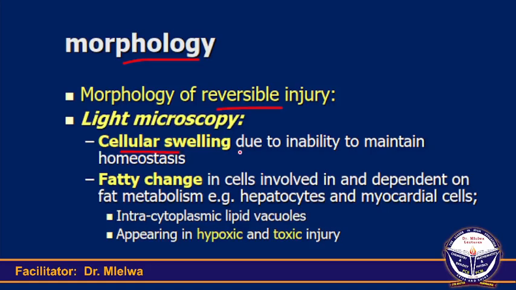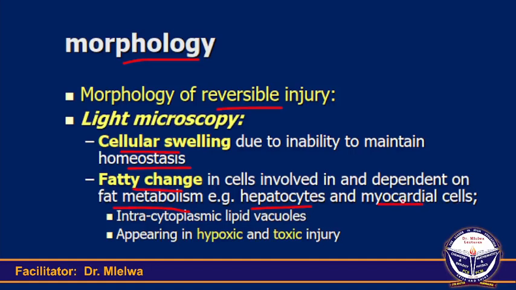So swelling is due to inability to maintain homeostasis. Inakuwa haina uwezo wa kumaintain the inward and outward movement of material. Cell swells. And also we can observe fat change in cells involved in and dependent on fat metabolism. Some cells of the body depend on or are involved in fat metabolism, for example hepatocytes, the cells of the liver, and myocardial cells, the cells of the heart. The myocardial cells don't store fat, but they use fat as the energy source to provide efficient energy for pumping blood all over the body.